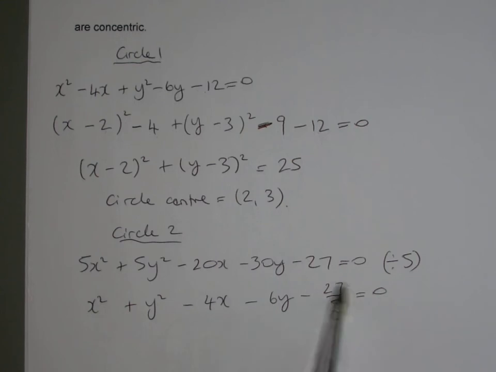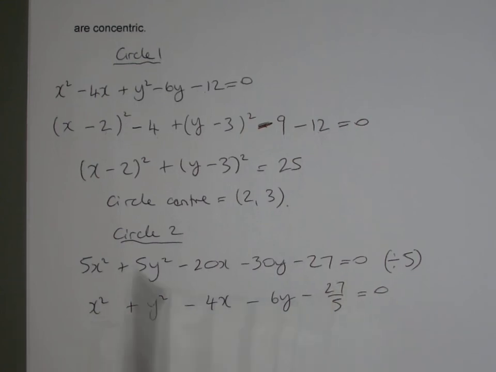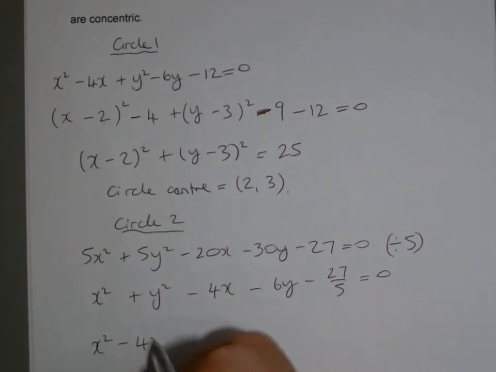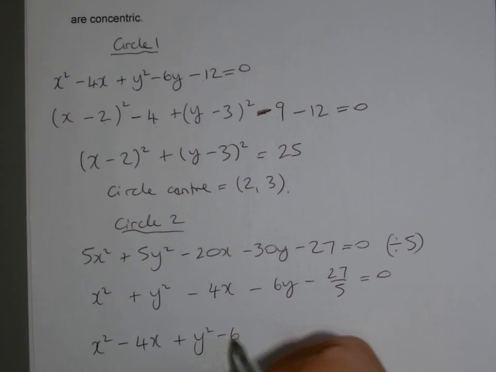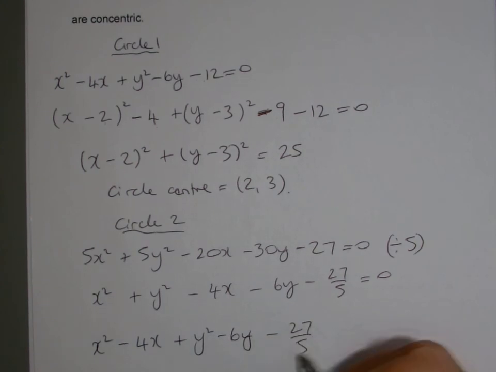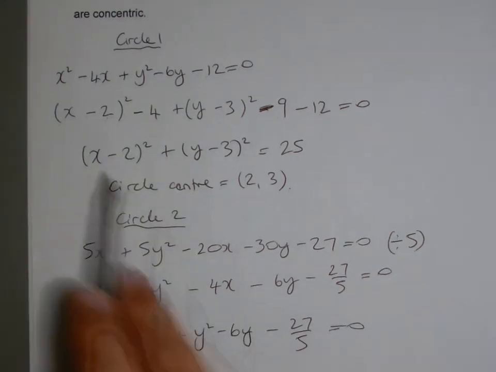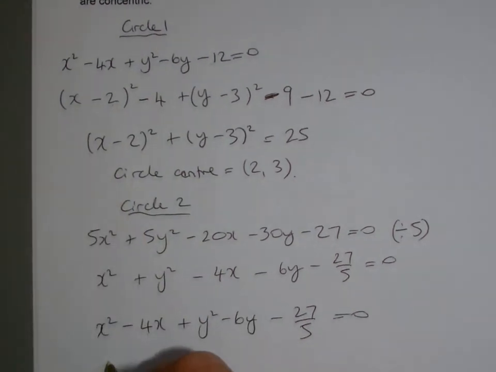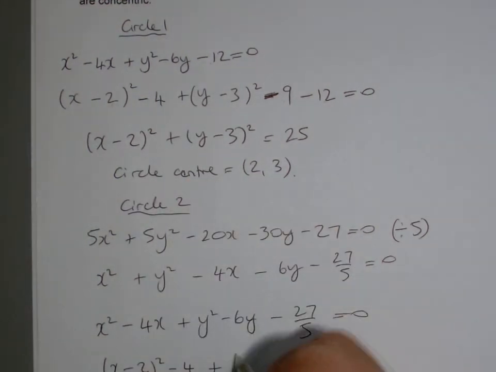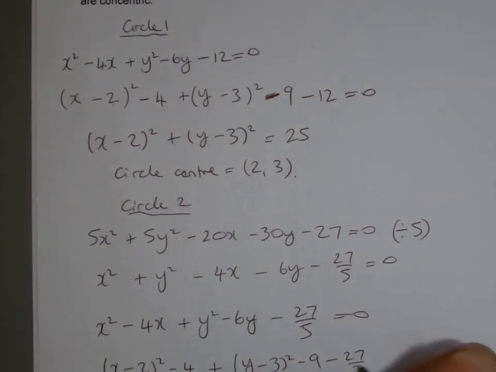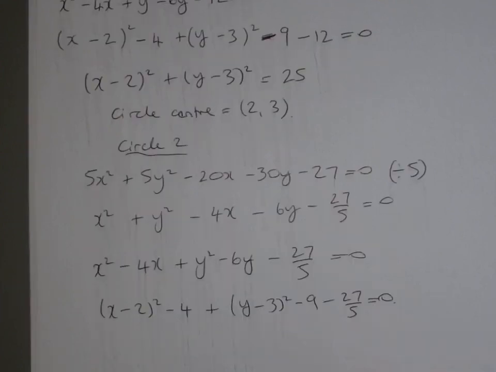Now what you'll notice straight away is that it's the same format we had up here. So x squared take away 4x, plus y squared take away 6y, take away 27 over 5 is 0. So it's exactly the same as we had up there. We'll complete the square properly, but we can essentially copy what we've got up here. Then we've got that 27 over 5 there at the end.